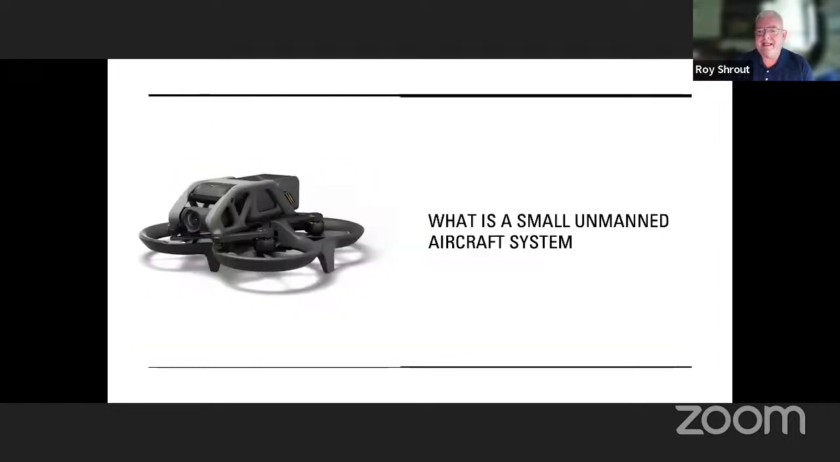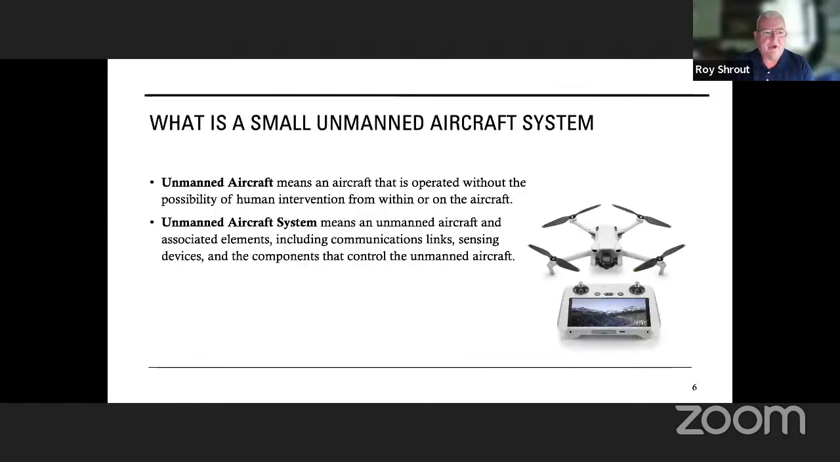All right, so what is a small unmanned aircraft system, SUAS? There are two components to this. Number one, first bullet, it is basically the aircraft that is operated without the possibility of human intervention. That is the drone that you see sitting there, and then the controller. I don't know if you can see, but here is a drone, and here is its controller. And that's simply what this is.